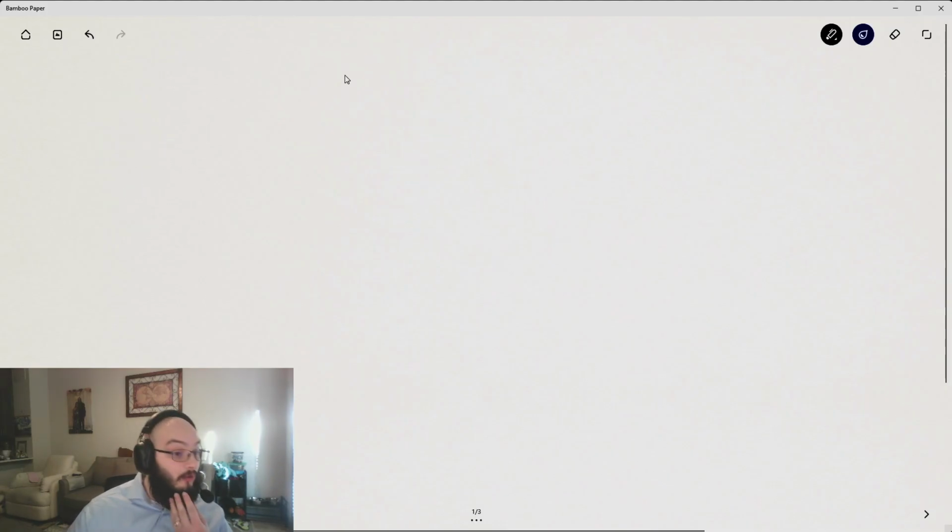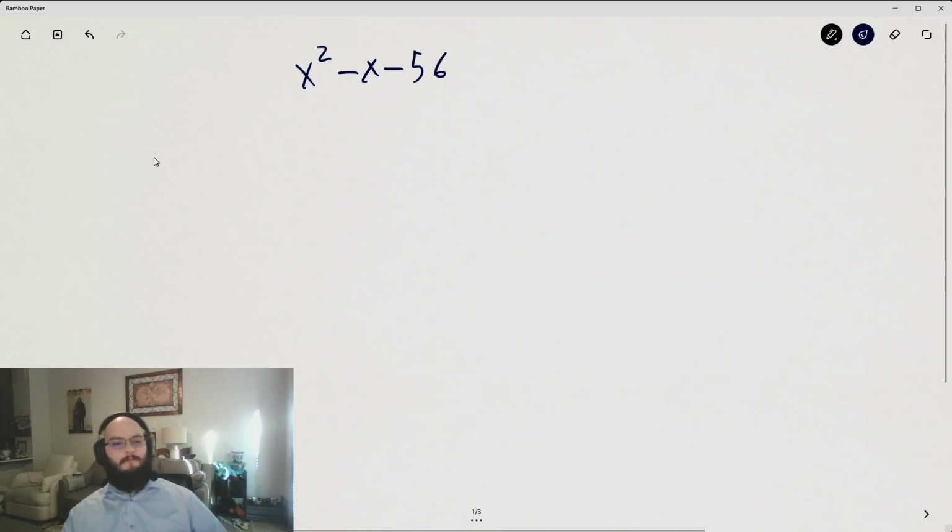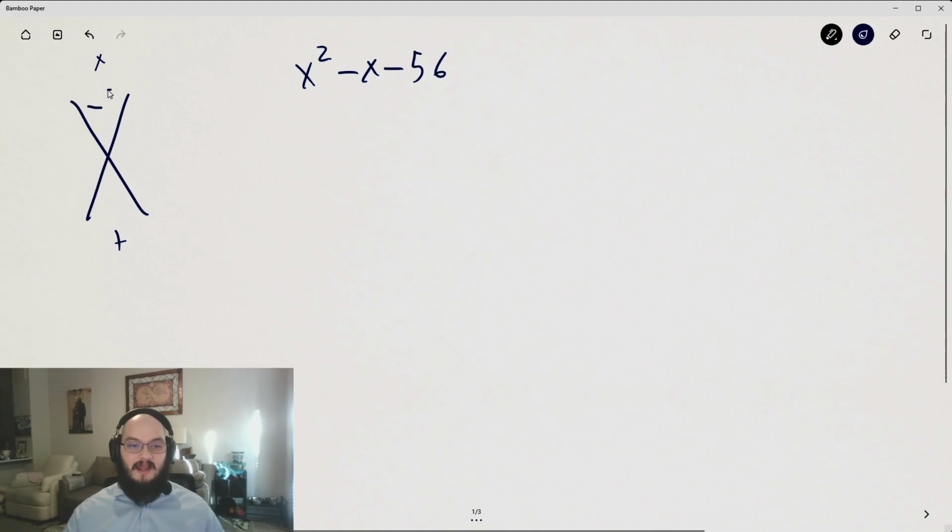For our next example, we have x squared minus x minus 56. So we need two numbers that multiply to make negative 56, but add together to make negative 1. This negative sign in front of the x means that this is a negative 1. If you don't have a coefficient, you assume that the coefficient is 1. Just like we assume over here, the coefficient is also 1. So, let's see.